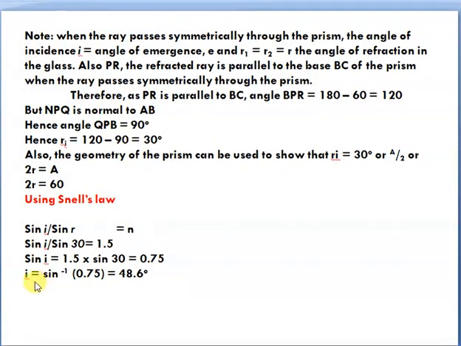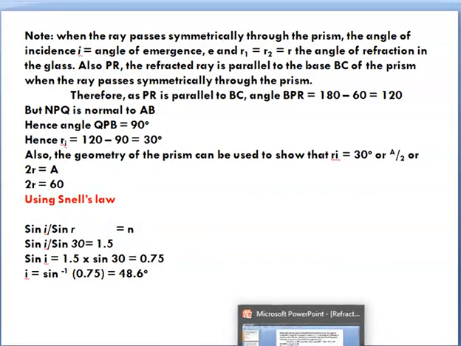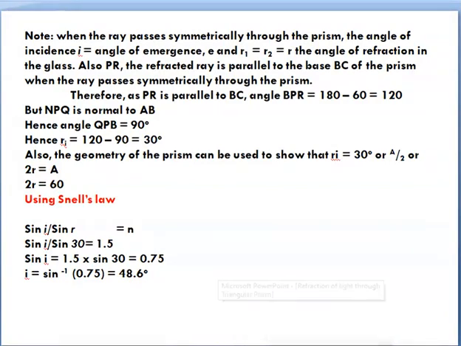Now that is sine I, but we are meant to find I. So how do you find I? I will be what? Sine inverse of 0.75. In your calculator, you press shift, you press sine. It will give you the sine inverse. And the sine inverse of 0.75 will give us how many? It will give us 48.6 degrees. So our angle of incidence here is 48.6 degrees.